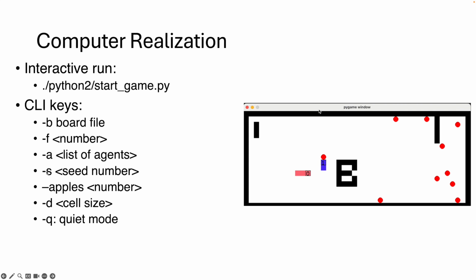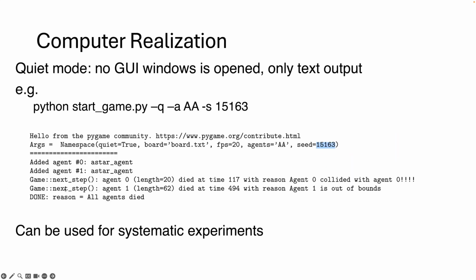You can also specify the seed number, the number of apples to produce, the size of the cell in pixels, or you can run in quiet mode. The last option is very important. I will talk about it now. So in quiet mode, there is no graphical user interface window. It is not opened. There is text only.